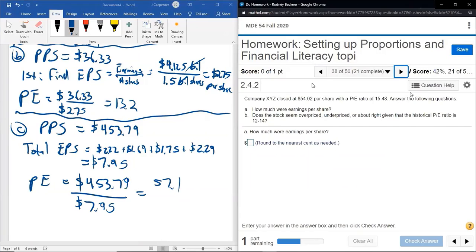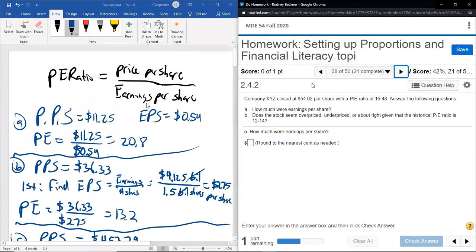Answer the following questions. How much were earnings per share? And let's just focus on one question at a time. How much were the earnings per share? So we're looking for the EPS. Now remember, PE ratio is the ratio of price per share to earnings per share.